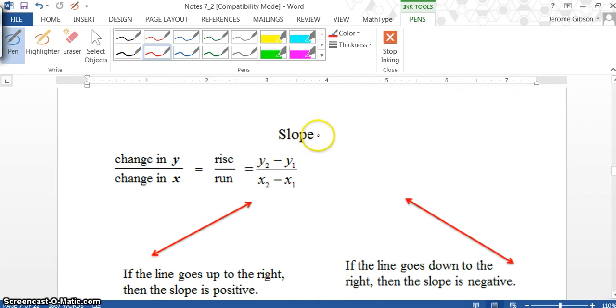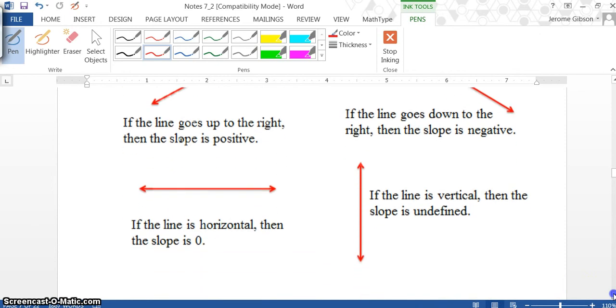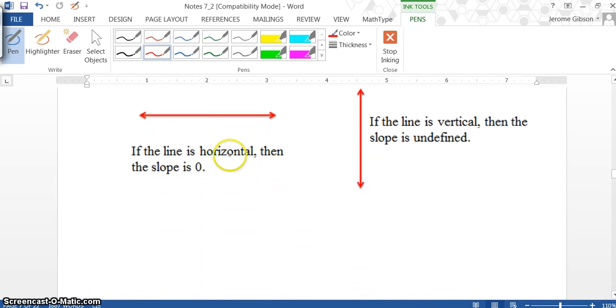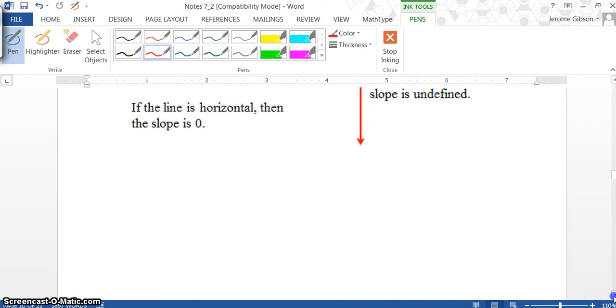Now, we come to this formula here. As we saw, change in y over change in x, which is the same as rise over run, which is the same as this slope formula. If the line goes up to the right, then the slope is positive. The line goes down to the right, then the slope is negative. The line is horizontal, then the slope is 0. The line is vertical, then the slope is undefined, which we have already done.